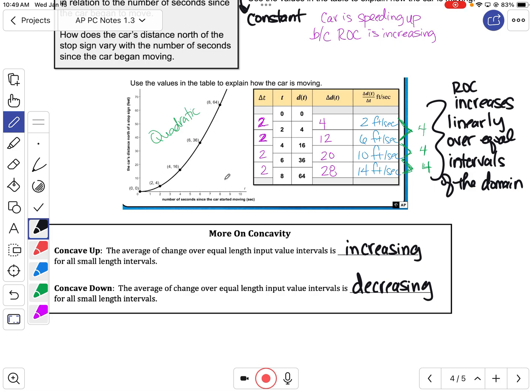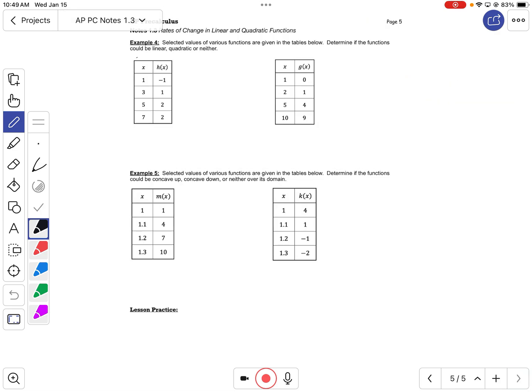So let's look at about 4 more examples, and then I'm done for the day. Yay. Okay. I'll give y'all time to work on your practice a little bit. Make sure you feel good about it.